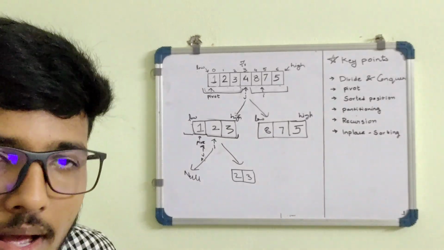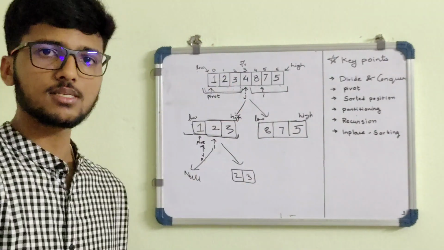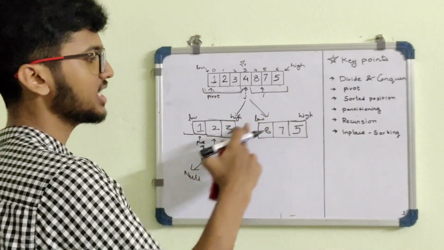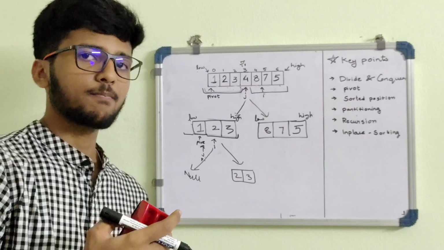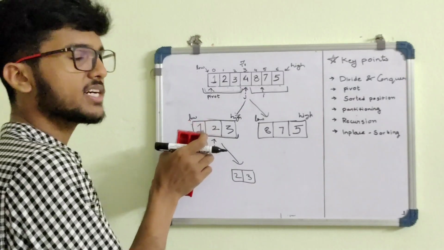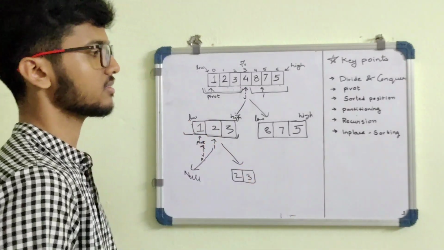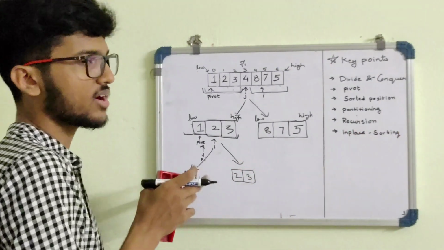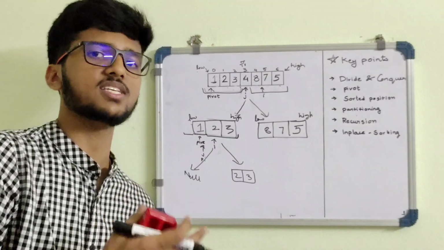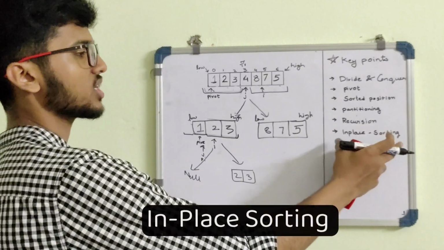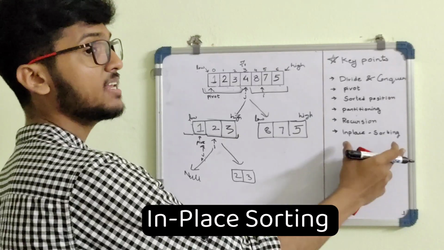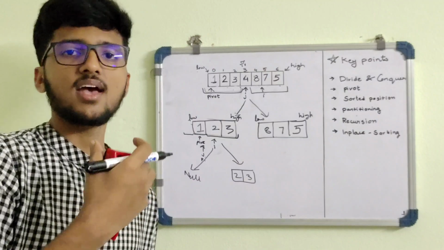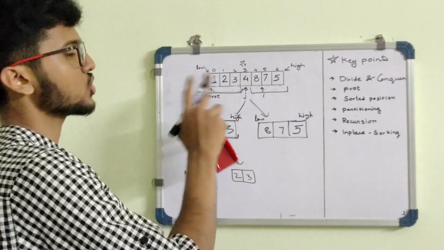So I hope you understood how quicksort works. Remember these key points. We are recursively doing this partitioning and placing the pivot element in its sorted position. Quicksort is an in-place sort, so we are not taking extra memory to sort this array. We are just sorting the array within itself by performing some swappings and rearrangements.